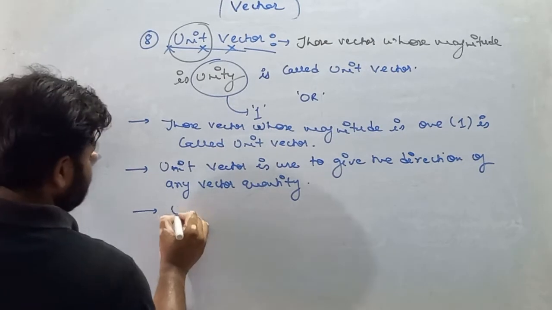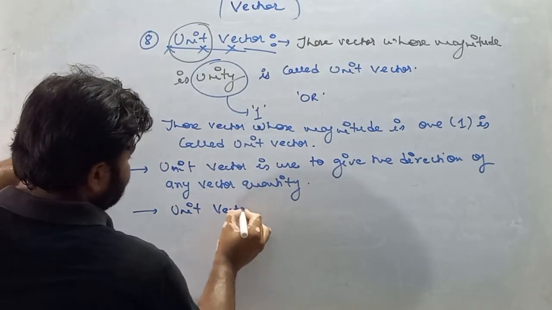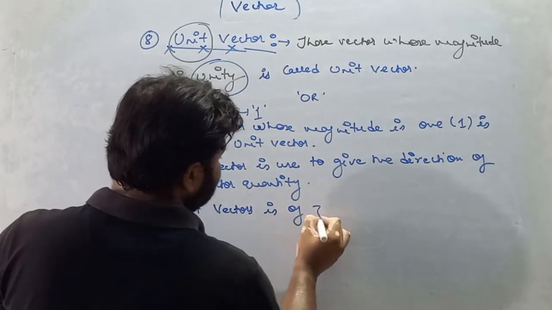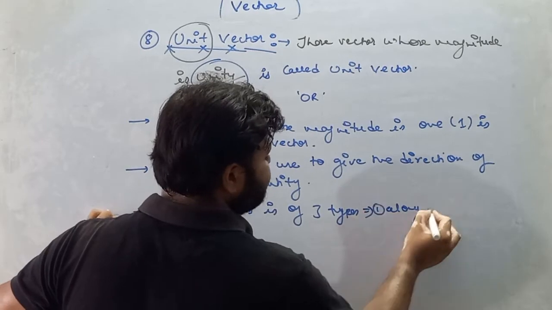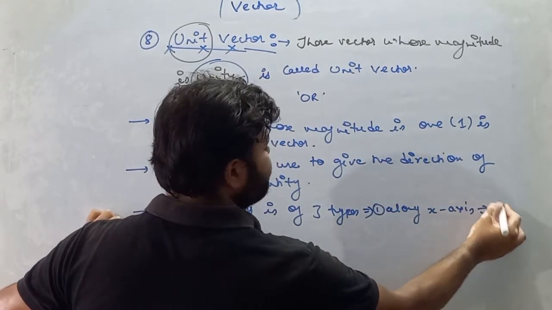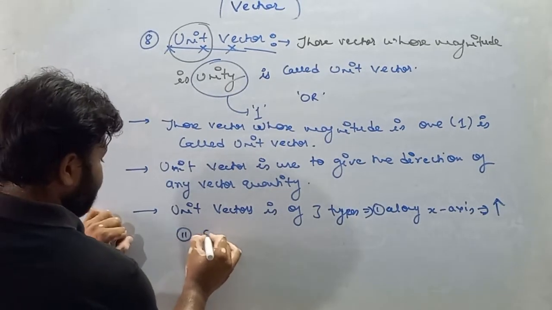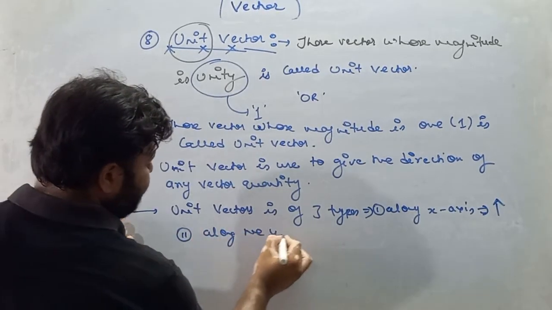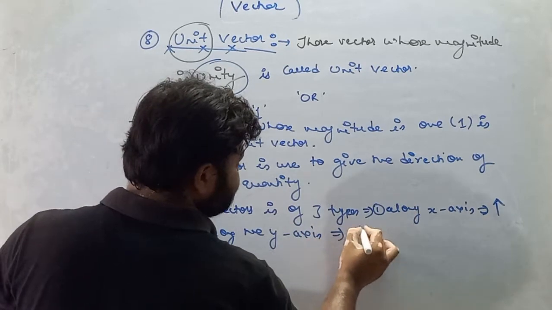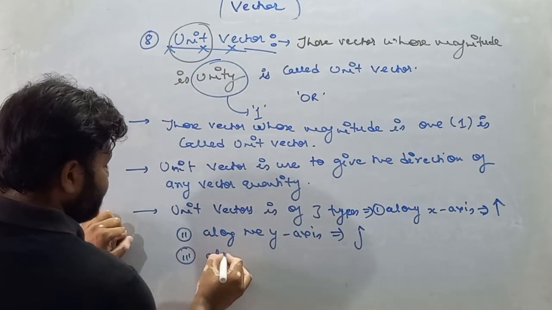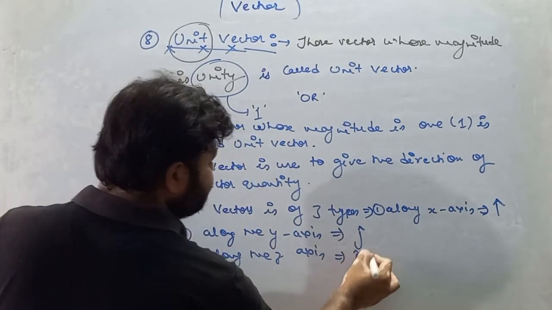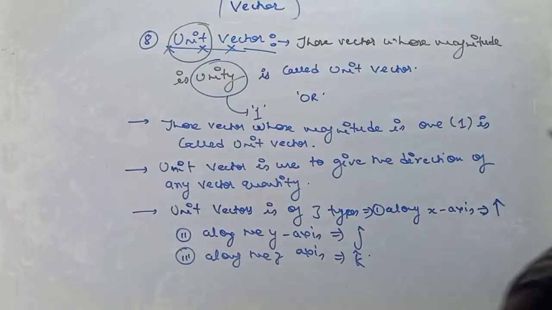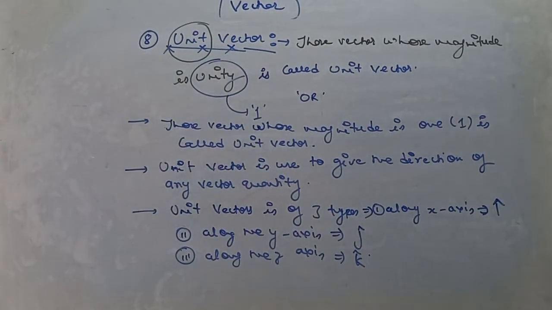So unit vectors are of 3 types. First, along x-axis, it is i cap. Second is along the y-axis, so along the y-axis, it is j cap. And third, it is along the z-axis, so along z-axis, it is k cap. So remember, my dear student, you can take any unit vector other than i cap, j cap or k cap, you can take all different types of unit vector.